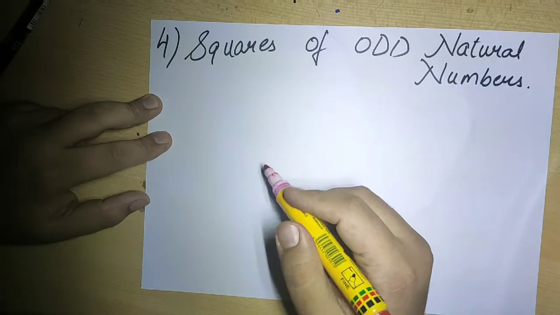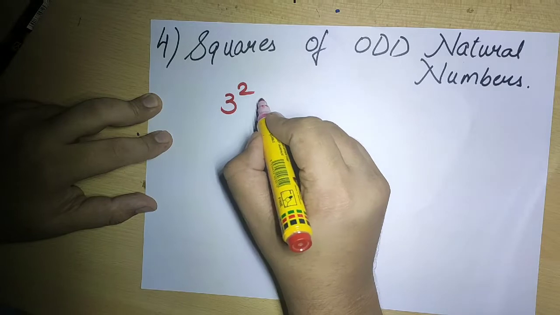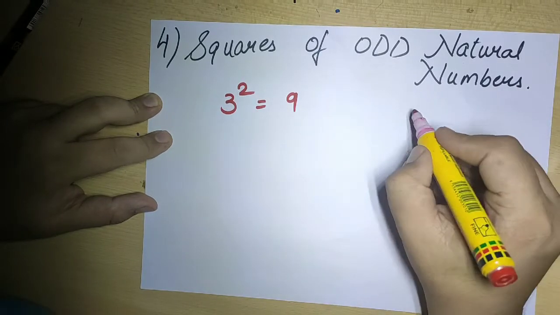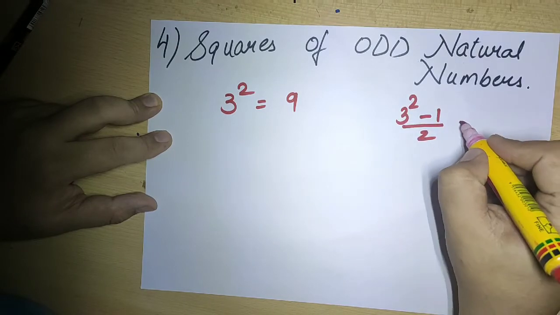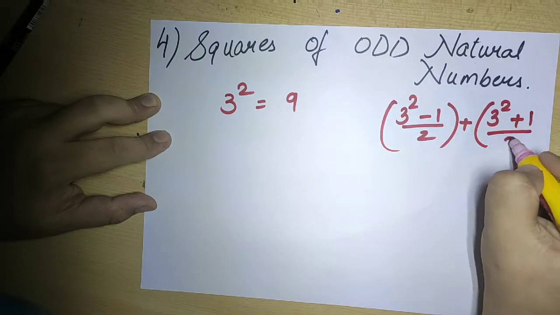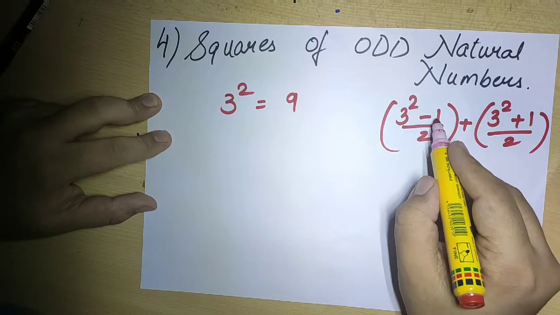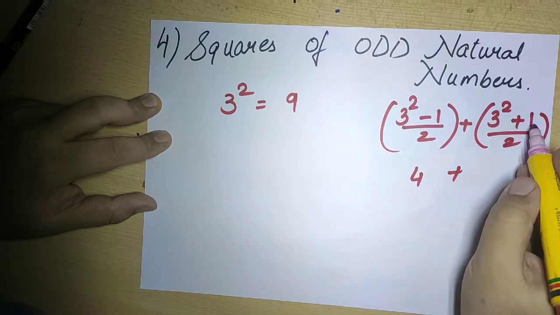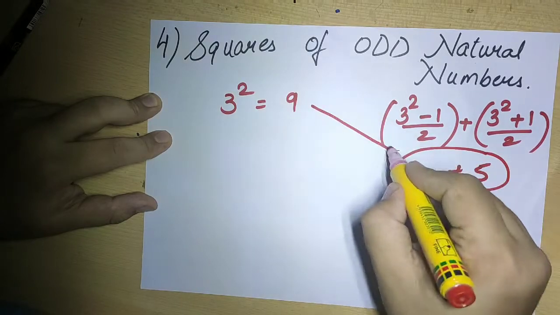Let us see how. Here we have 3 square is equal to 9. How can we do that? 3 square minus 1 upon 2 plus 3 square plus 1 upon 2. So we get 9 minus 1 is 8, 8 upon 2 is 4, plus 9 plus 1 is 10, 10 upon 2 is 5, which results into this.